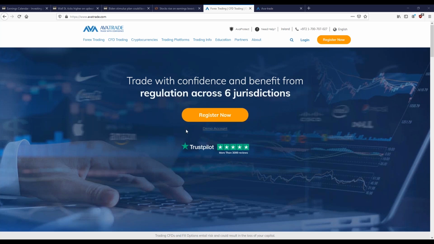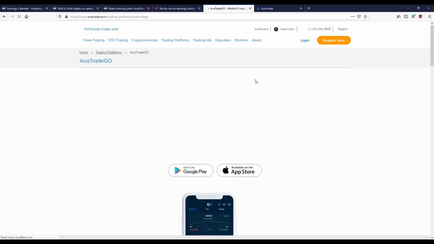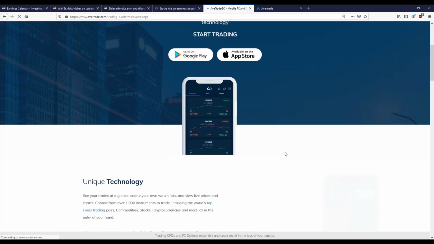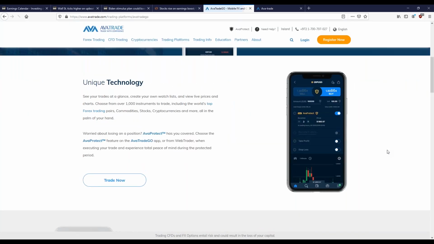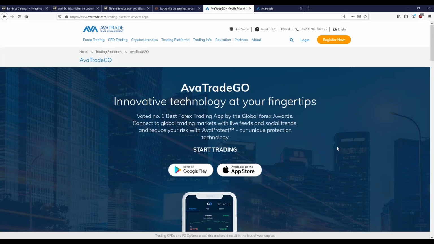Okay, so the options you have with platforms, we've got web trading, which is basically you go to the mql5.com website and it's a virtual MT4 and MT5 platform. We've got AvaTrade Go, which is our custom-made mobile app, and it's got some nice features on it for risk management, which I'll show you the same features on the web trader here in a moment. We'll take a couple minutes to look at that.